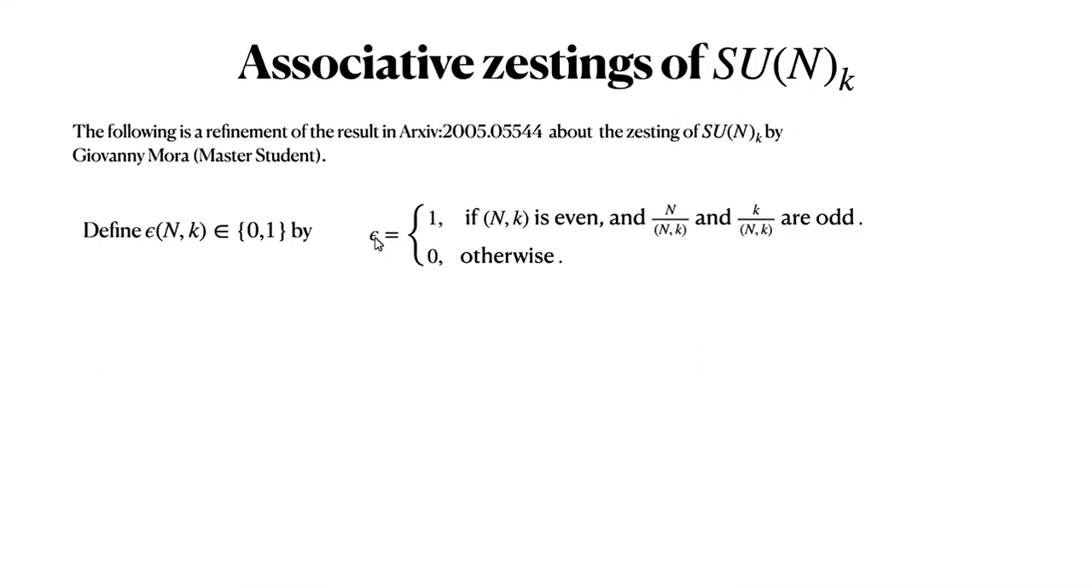This is a particular case of something more general that we define in the paper as 1 if the GCD between N and K is even, and N divided by the GCD and K divided by this GCD are odd, and 0 otherwise. So it's just a number associated with N and K that can take 1 or 0 depending on this rule.